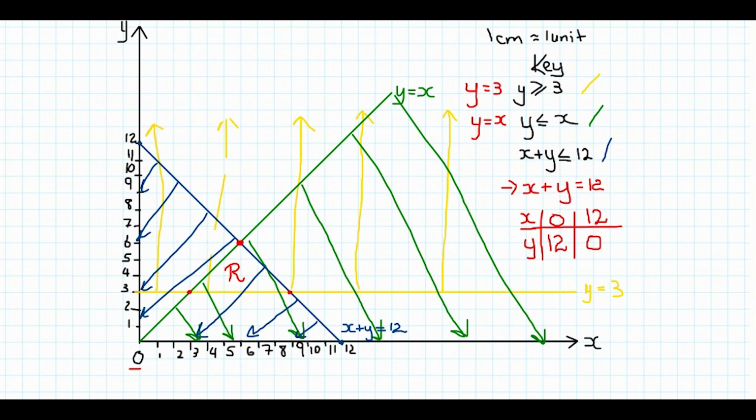To go back to the problem now, we'll go back to it and see what they want us to do. So we've plotted the graph with all the inequalities, and we've also identified the region that could possibly hold the solution to our problem. So we'll come back to this in a little bit. Let's go look at the problem again.